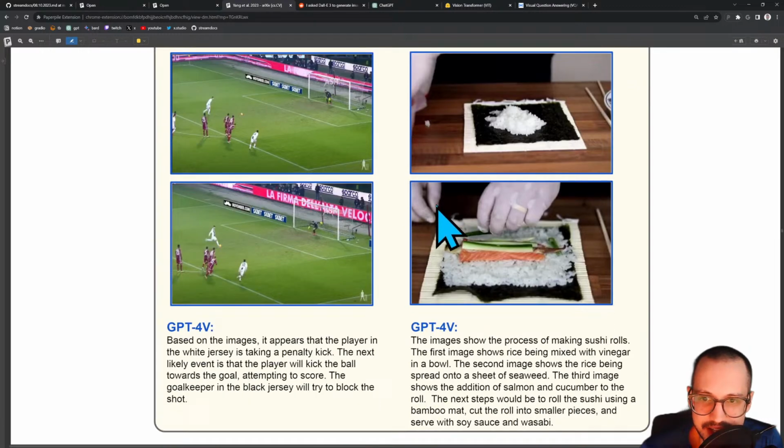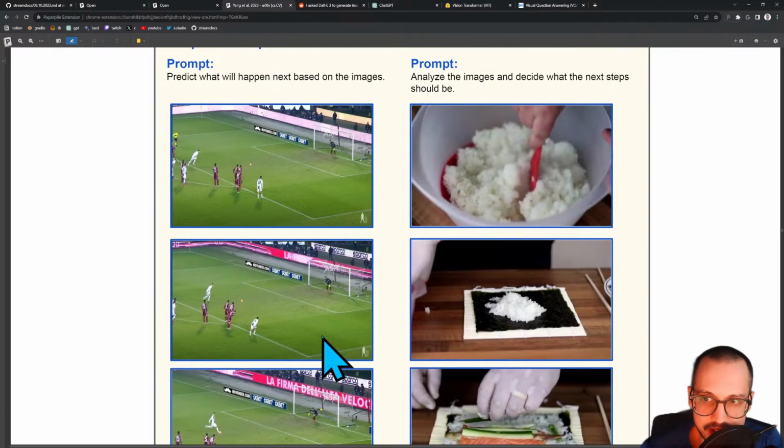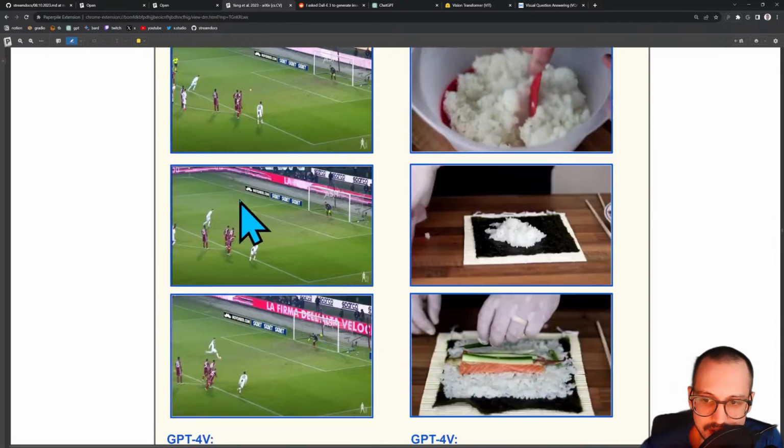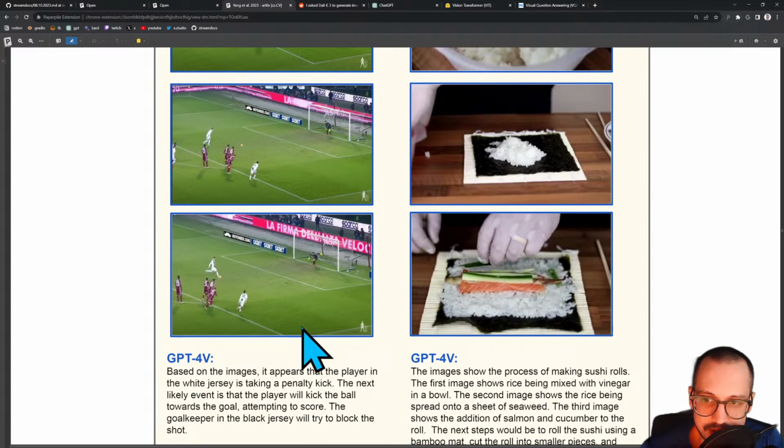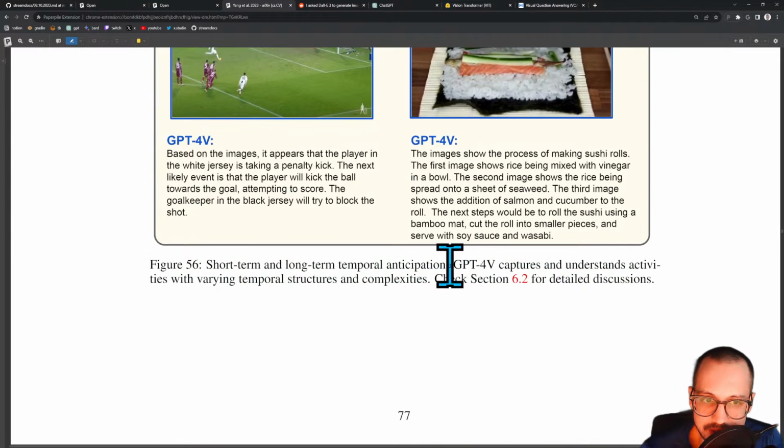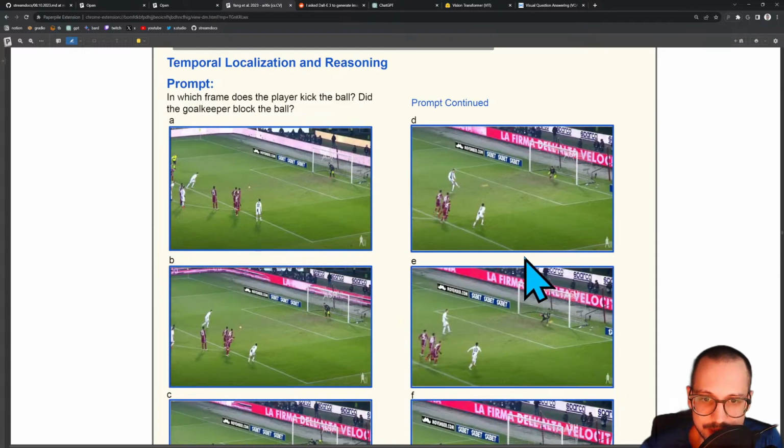Predict what will happen next. Based on the images, it appears that the player in the white jersey is taking a penalty kick. Damn, dude, this is so crazy.